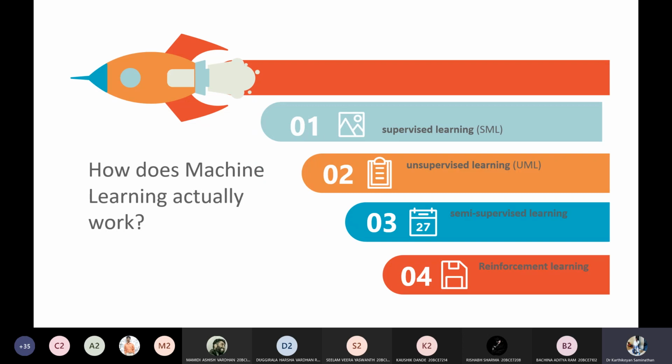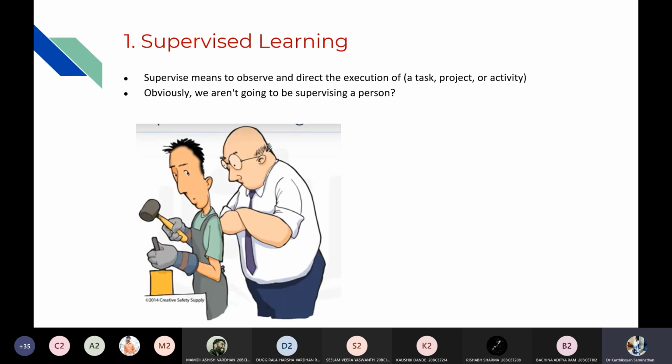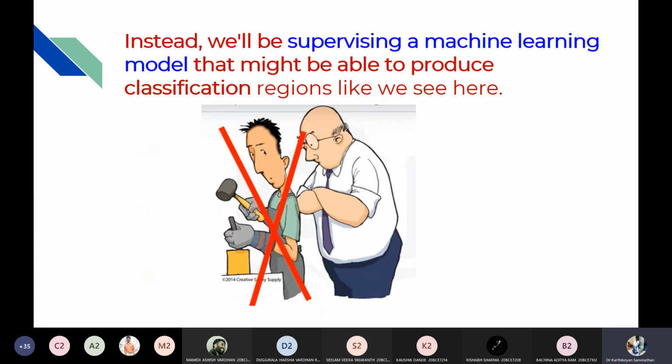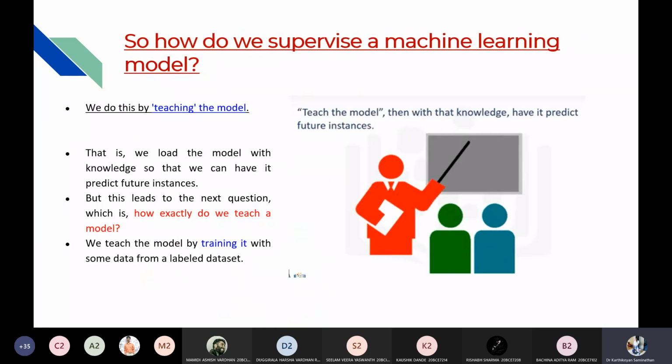Now, how does machine learning actually work? By using any one of the learning methods: supervised, unsupervised, semi-supervised or reinforcement. Now let's see what we mean by supervised. Supervised means we are not supervising the person, we are simply supervising the machine. That is what supervised learning is all about: the machine is able to learn something.